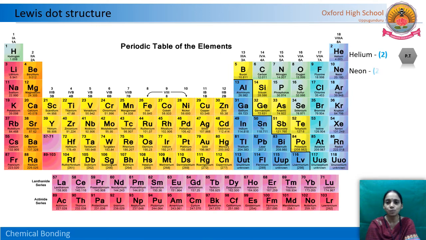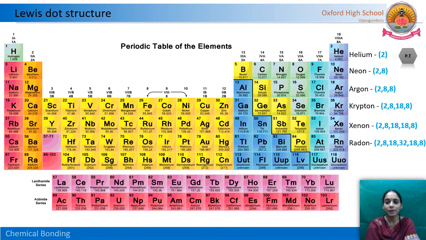Helium is 2, neon 2, 8, argon 2, 8, 8, krypton 2, 8, 18, 8, whereas xenon is 2, 8, 18, 18, 8, and radon 2, 8, 18, 32, 18, 8. Have you observed this electronic configuration? The outer shell electronic configuration, except helium, the remaining elements consist of 8 electrons.